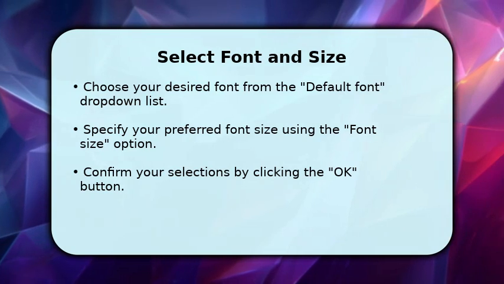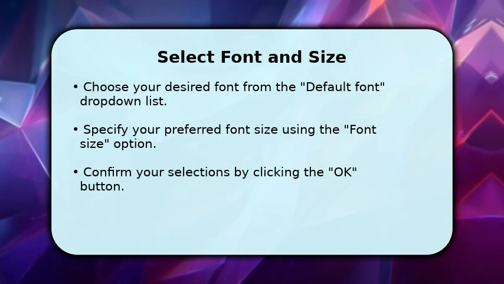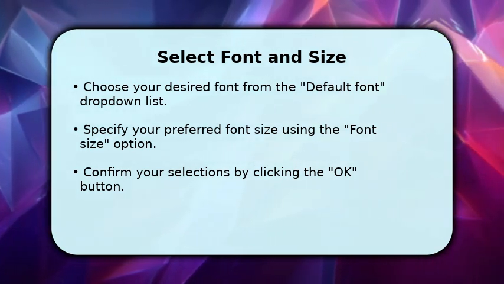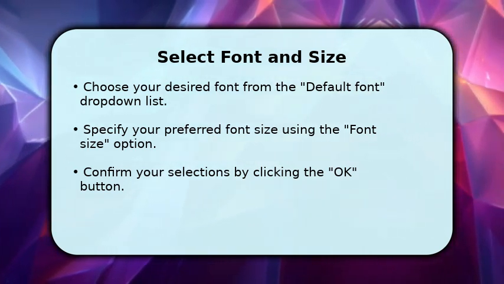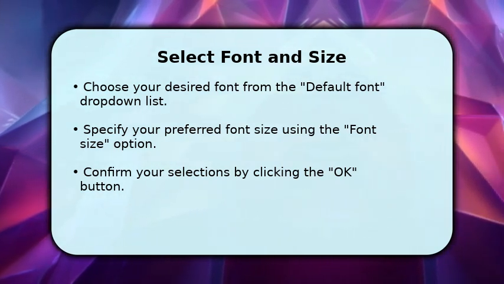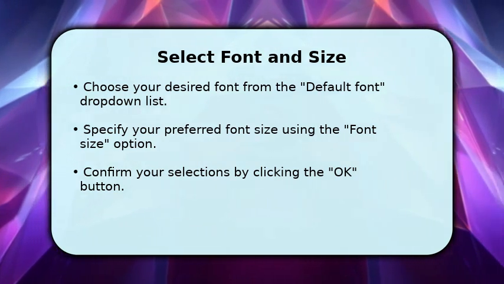Now, within the General Preferences, you will see drop-down menus for default font and font size. Take your time to select the font style you wish to use for all new workbooks, perhaps something like Calibri or Arial. Then, choose a comfortable font size, such as 11 or 12 points. After making your choices, simply click OK to save these new settings.